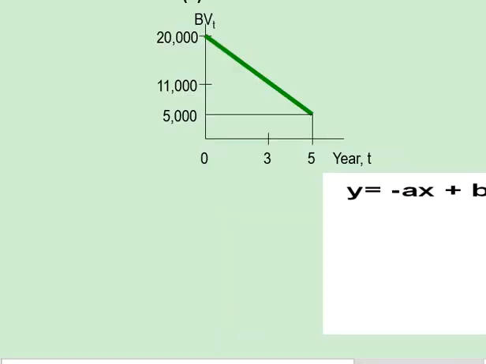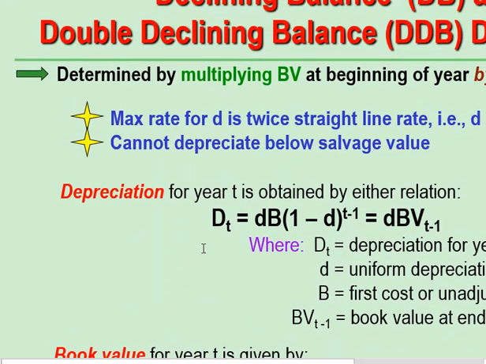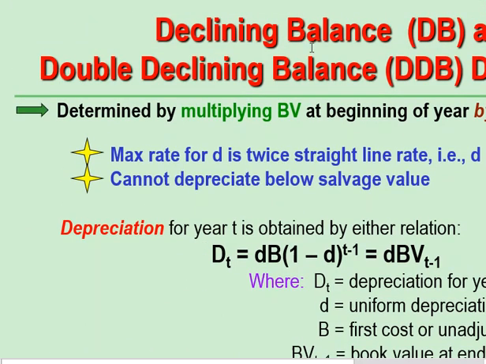So this is now about the straight line depreciation. Next slide we'll be talking about another one, which we call declining balance and double declining balance.